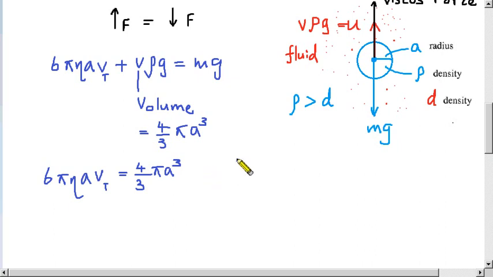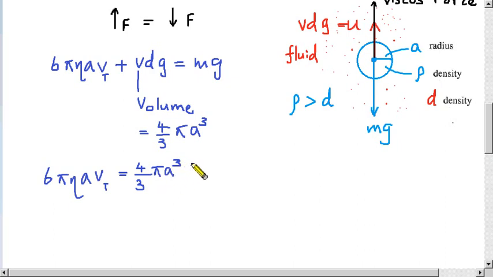For the upthrust, what is the density? We use the density of the medium. Therefore this ρ should change to d, so V d g. When we try to find the upthrust, we have to write the density of the medium, not the density of the object. We use the density of the object to find the mass. So that is so.